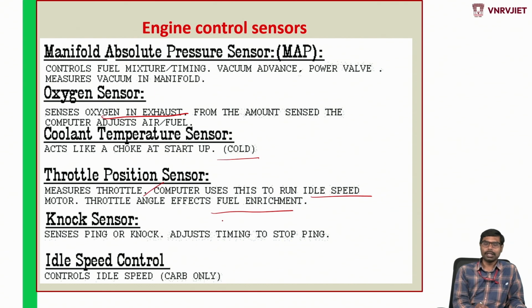And the knock sensor: if there is any kind of unwanted or unnecessary combustion, or disturbances inside the combustion that limit the power from the engine, that is also measured with the help of the knock sensor. And the idle speed controller can control the idle speed to avoid more fuel wastage during the initial period of starting the engine.